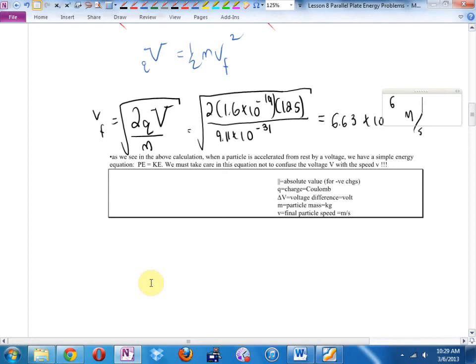Okay. So, as we see from the above calculation, when a particle is accelerated from rest by voltage, we have a simple energy equation. All of the potential turns into kinetic, just like when you drop something and it hits the ground. All of the gravitational potential turns into kinetic. We must take care in this equation not to confuse voltage V with speed v, and I made a little note here. This is the one scalar where we don't put the signs in, and you'll notice it because if you do put the sign in, Alicia, your calculator will give you an error when you try square rooting, and you're clever enough then to go, oh, Dewick said don't put a negative inside a square root. We get this.